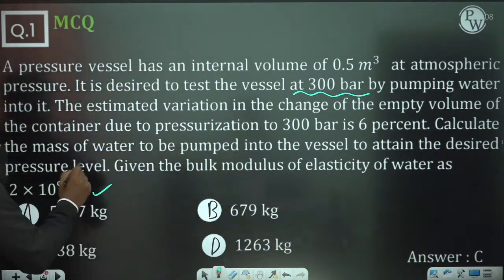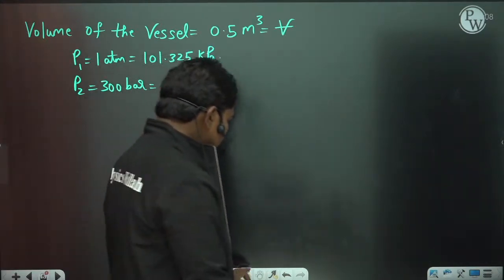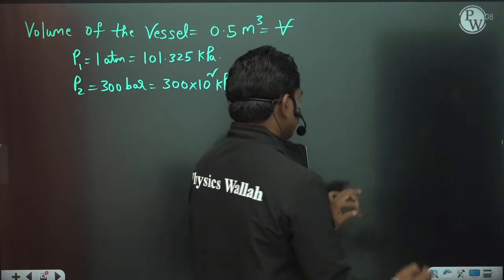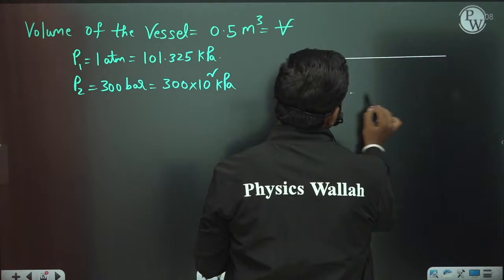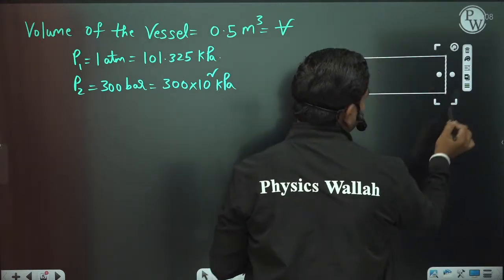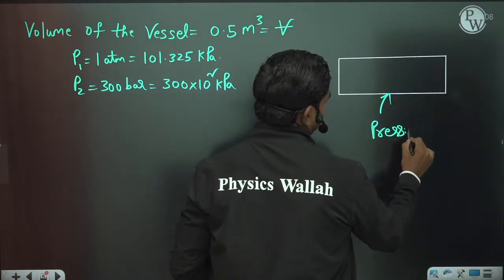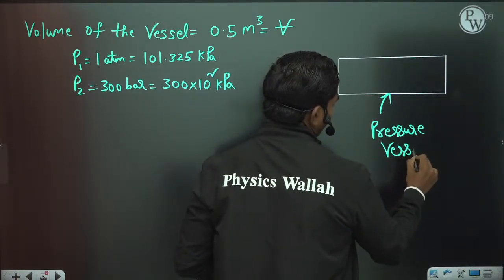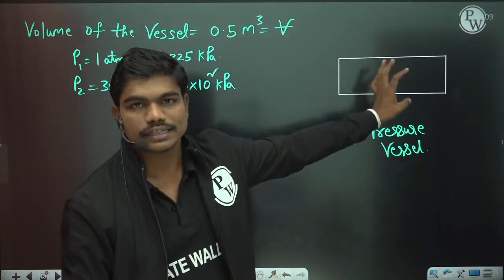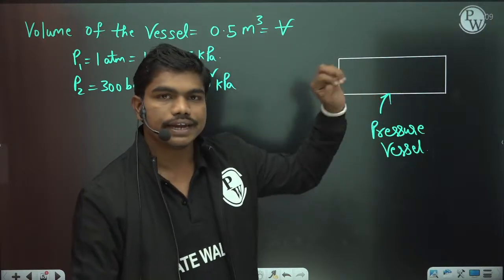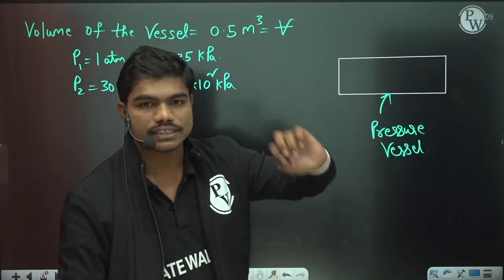Now let us see here. Pressurization, the mass of the water to be pumped into the vessel. Now see here. Initially, let us suppose there is a pressure vessel like this, of certain volume. Now tell me, you need to send some water to make it 300 bar. Initially this is at 1 atmospheric pressure. Now by sending some water, you can increase the pressure inside the container to 300 bar.